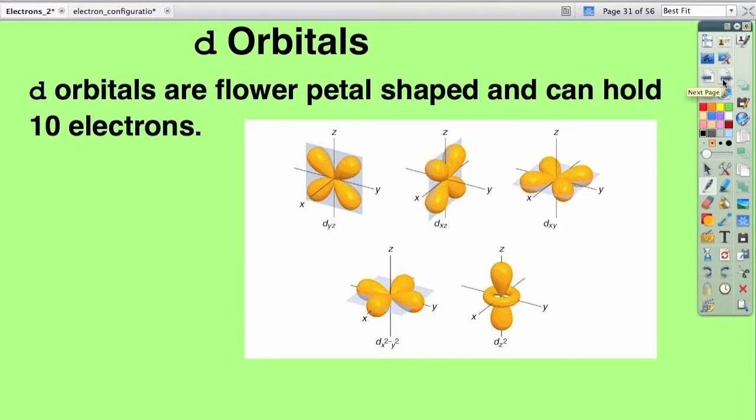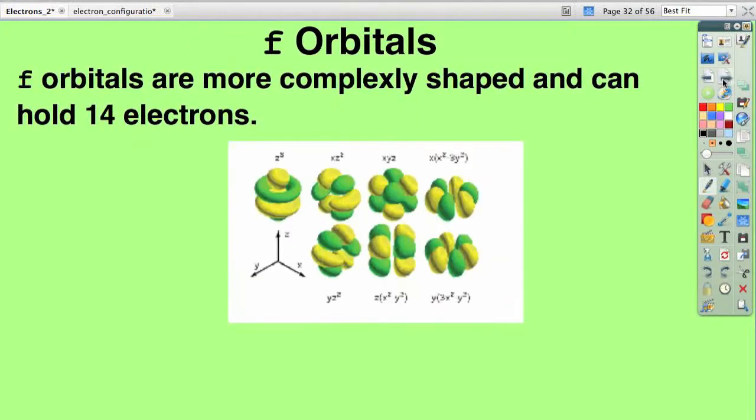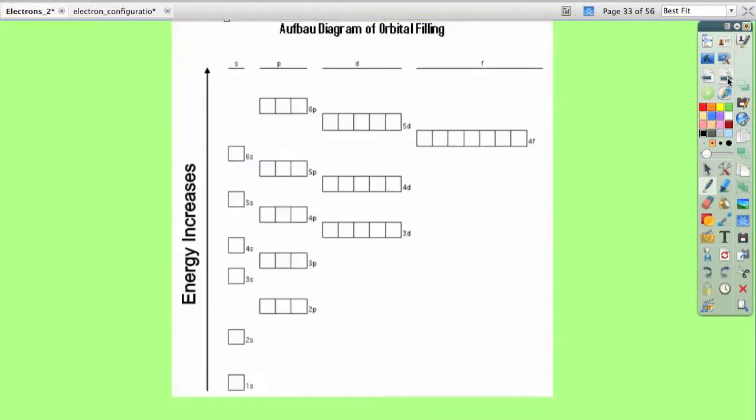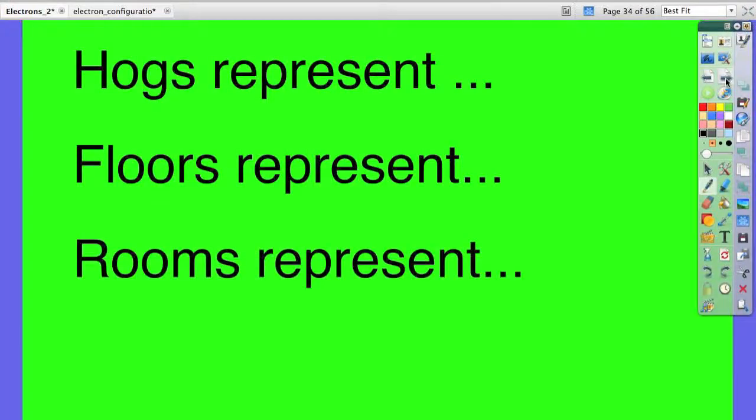And then the F orbital looks like this. Each one of these, even though they look really complicated, can hold a maximum of 2 electrons. So we have 2, 4, 6, 8, 10, 12, and 14 electrons that it can hold. And we're going to start placing them in the alpha diagram. But first, let's go back to our analogy.